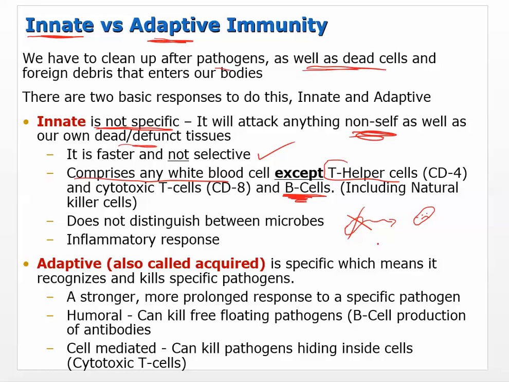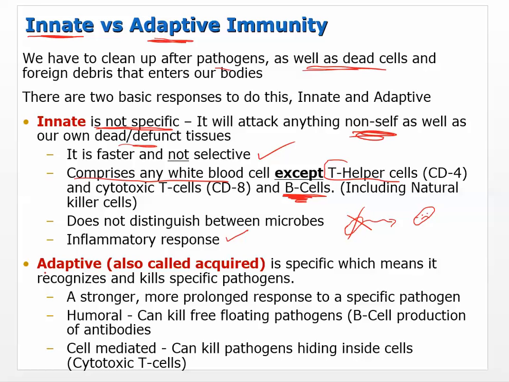So something that could cause illness, it'll take that out. Something that can't, is perfectly harmless, it'll take that out too. So it doesn't care. And the innate immune system is also responsible for the inflammatory response. So we talked about neutrophils moving in, releasing cytokines, this inflammatory response, we talked about that earlier, and that's part of the innate immune system.